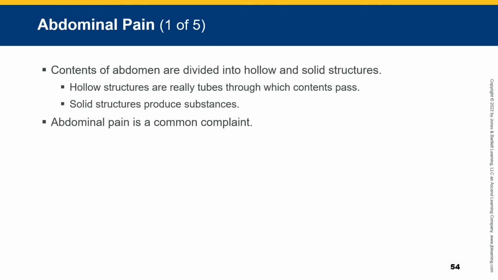Now we're going to talk about abdominal pain. The contents of the abdomen are divided into hollow and solid structures. Hollow structures are really tubes through which contents pass, whereas solid structures produce substances. The abdomen occupies a large part of the body, and abdominal pain is a common complaint. As an EMR, you need to recognize that a patient has an abdominal problem, but you're not expected to determine the cause of abdominal pain.